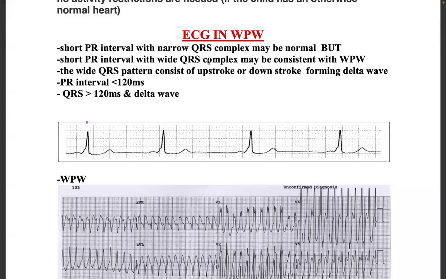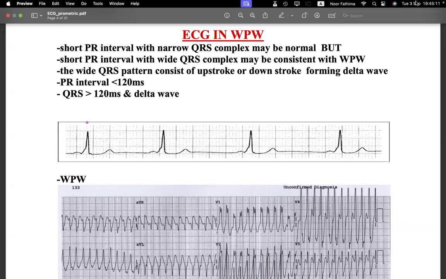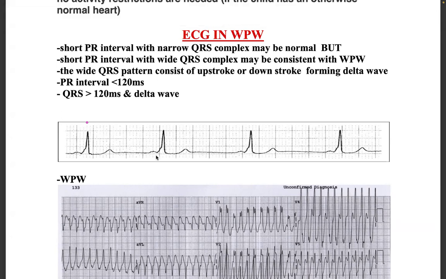So, ECG in WPW. You should know how to diagnose WPW. Let's go to the ECG now. There will be a short PR interval with a narrow QRS complex. You see, this QRS complex will be narrow, with a short PR interval.